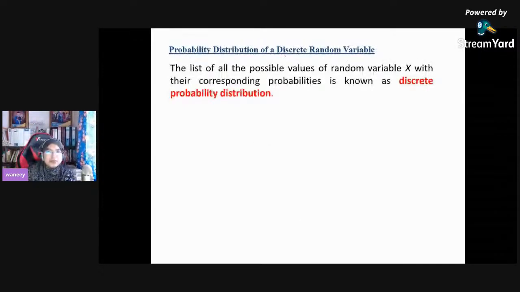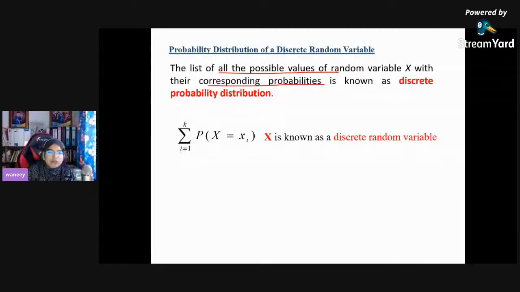Okay, so the probability distribution of a discrete random variable. This is the list of all possible values of random variable x with the corresponding probabilities. This is known as the discrete probability distribution. So we need all possible values of x together with their probabilities. The summation from i equal to 1 up until k, P(X = xi), where X is known as the discrete random variable.